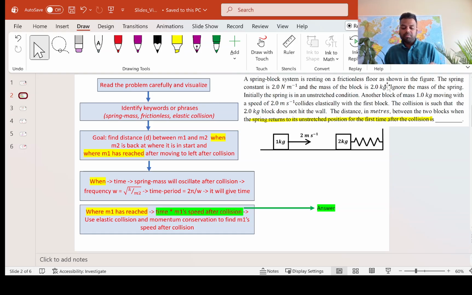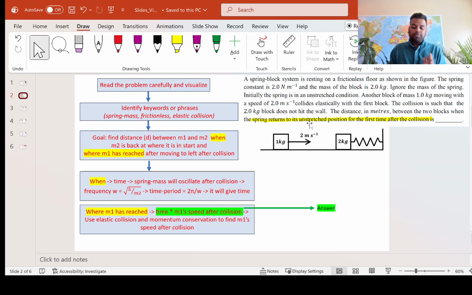So if you read the problem, you will understand block 1 kilogram is moving to the right with a speed of 2 meter per second. It will collide with block 2 kilogram, and after that, if you know about elastic collision, you will know beforehand, before solving it, that 1 kilogram will bounce back and start moving to the left, while 2 kilogram will compress the spring and it will start an oscillation. And keyword, it says frictionless. That means the speed of 1 kilogram will not change as it is moving left or right, and 2 kilogram will keep oscillating without any damping.